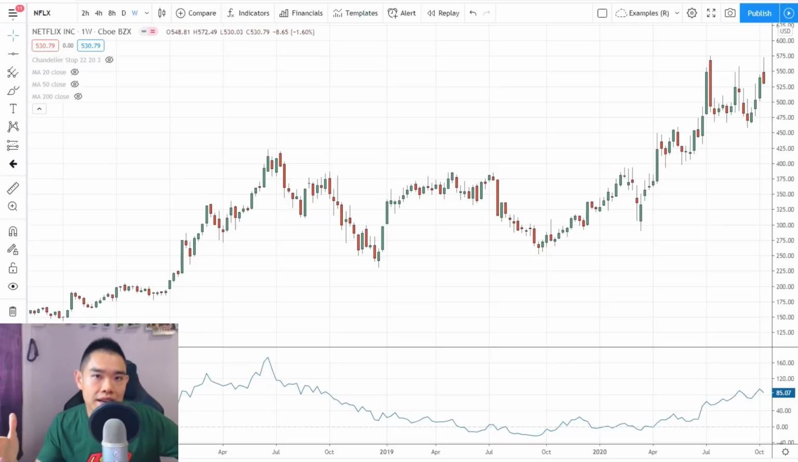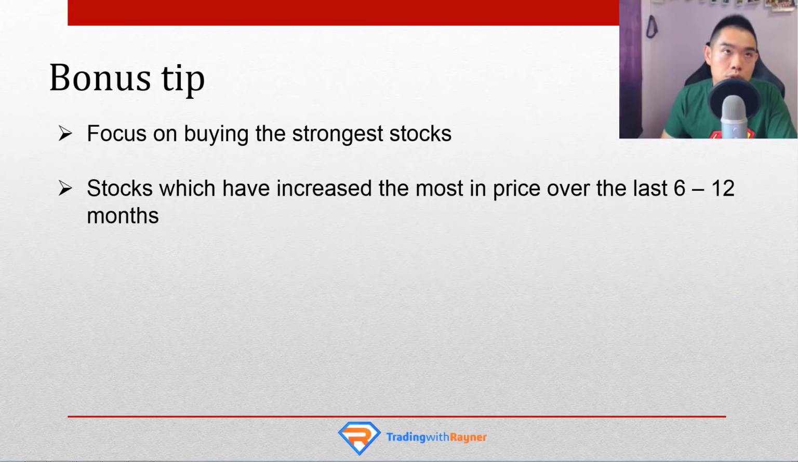And of course, avoid those stocks which are very weak, or those stocks whose ROC value is even lower than the index itself, like the S&P 500. If, let's say, the S&P 500's ROC value is 20%, and the stock that you're looking to buy is 15, then I would say you might want to avoid buying that stock. Focus on stocks which are strong. These are the ones that are likely to outperform the market.